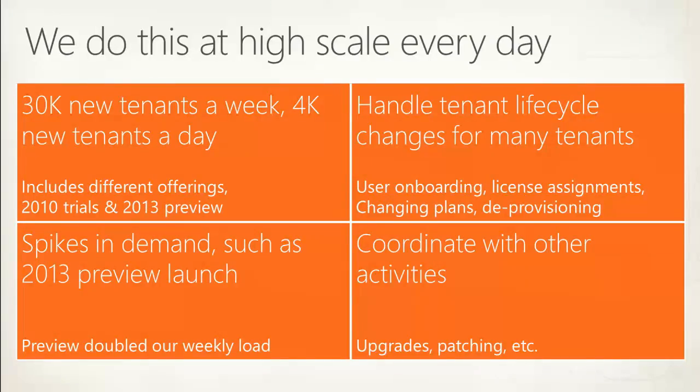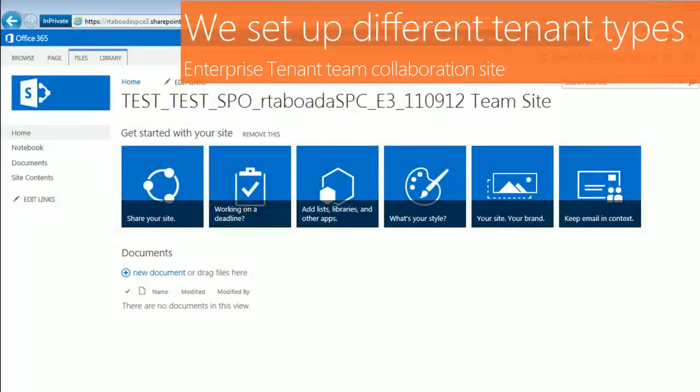Oh, there. Okay, so the last thing I'll say before we dive into the first step, the routing step, is we set up different tenant types. I want to quickly illustrate that with a couple of screenshots. This is what the team collaboration site looks like for an enterprise tenant. You see, very focused on collaboration, adding lists, starting the sharing process.